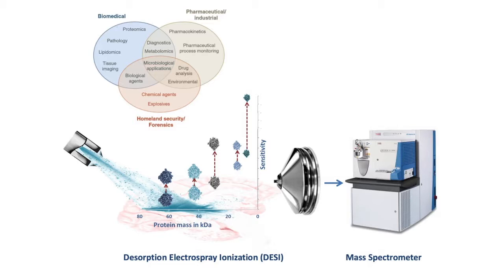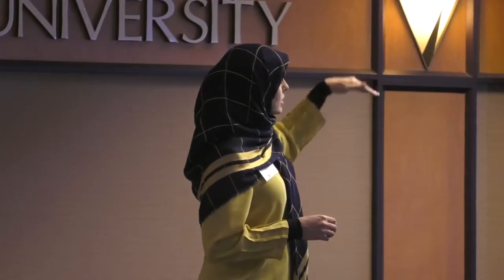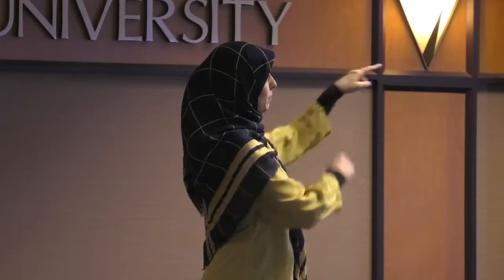You take a simple solvent in a sprayer, which is like a micro power washer, and that sprays the surface. On the surface, the molecules are dissolved and ionized, and then they are sucked into the mass spectrometer, and they are detected there.